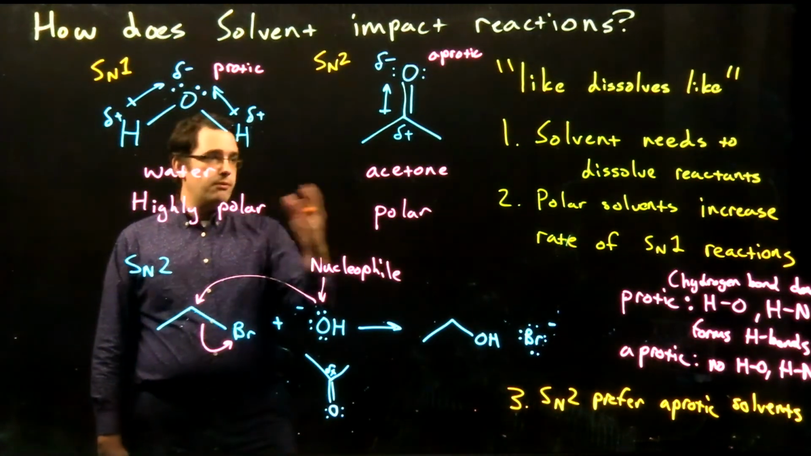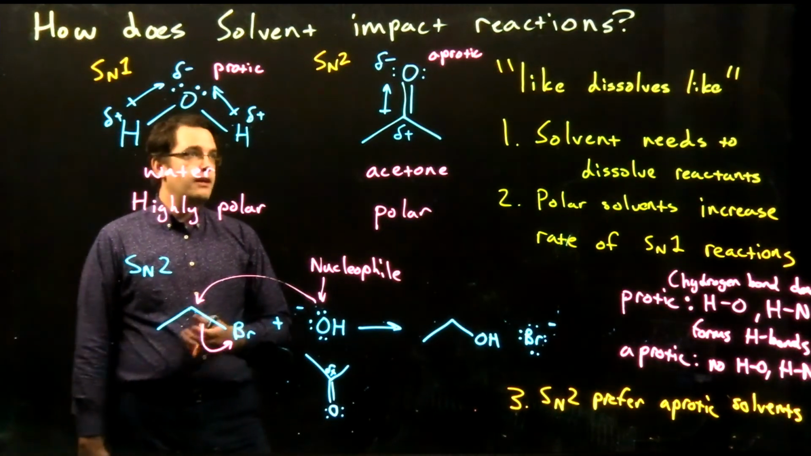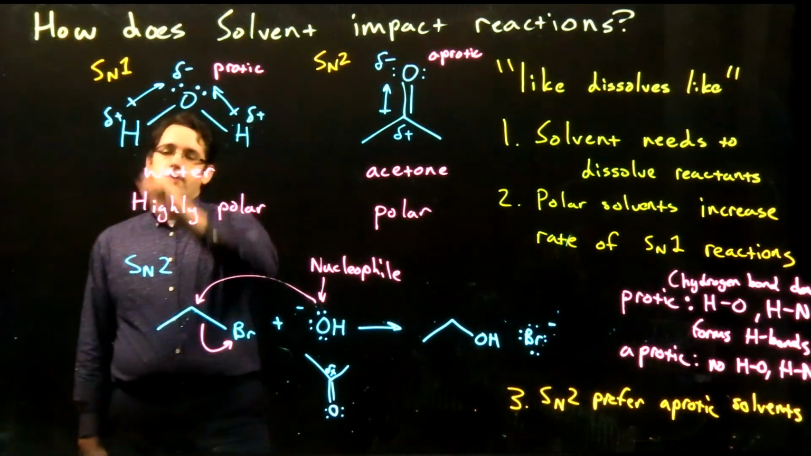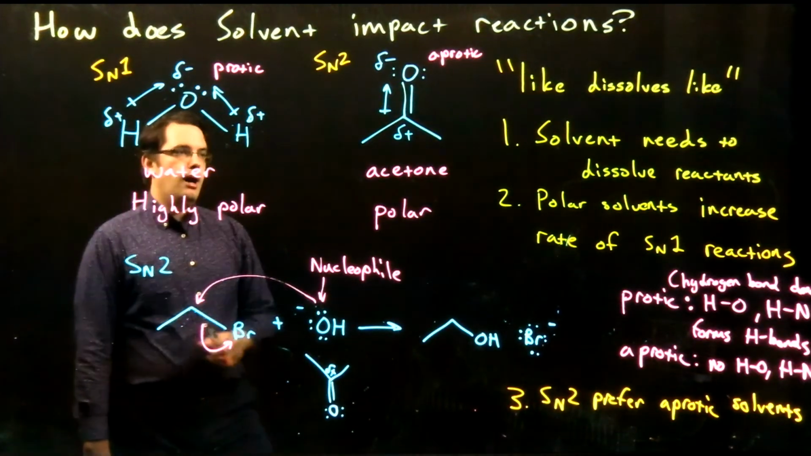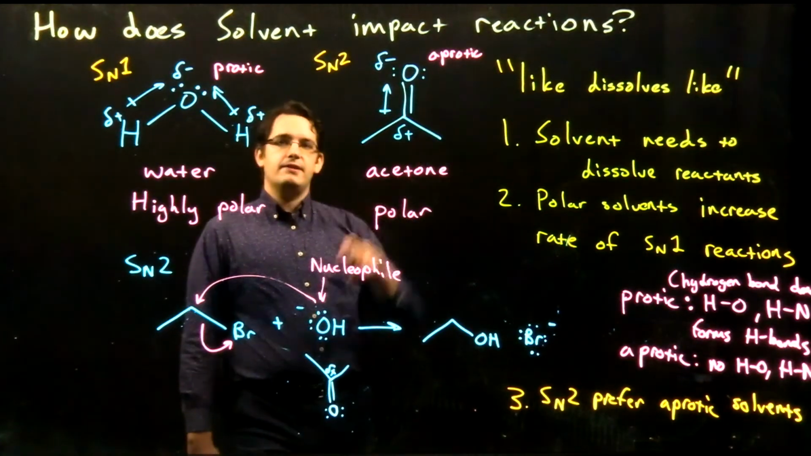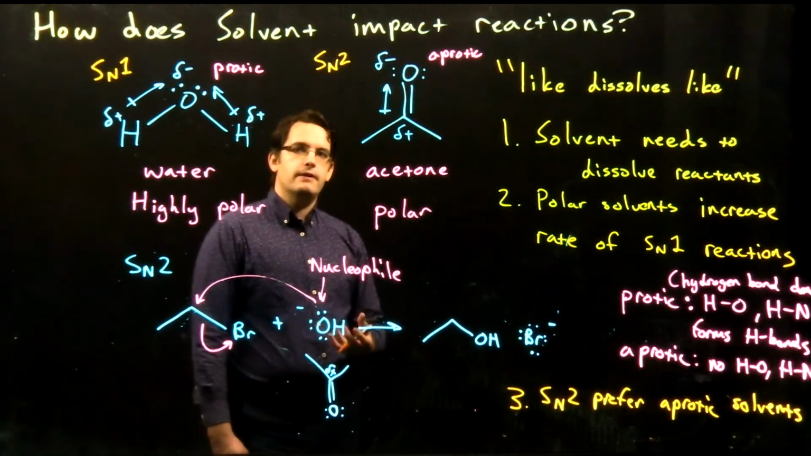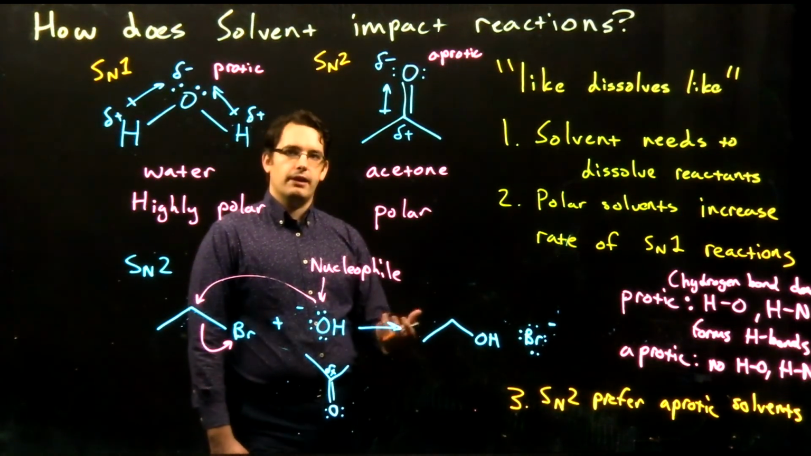So it turns out water and acetone are useful for dissolving different things in our daily lives. They're also useful for different reactions in our chemistry labs as well. Keeping track of what solvents we use and what the general properties of our solvents are is going to be very important whenever we're looking to decide what solvent we want to use for a particular reaction.